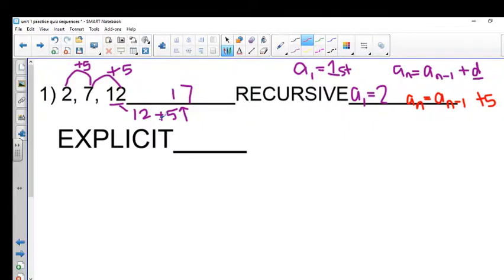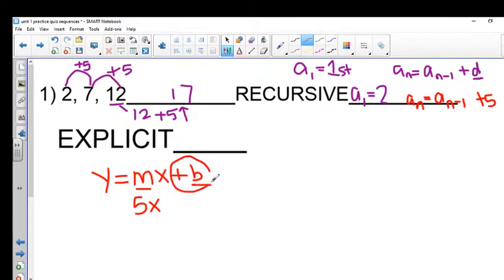So now for the explicit formula, we got to basically use Y equals MX plus B. So we're going to plug in for our M and our B. So remember, our M is the same as our D over here. So that's going to be 5. That basically tells me how many times do I go up by. So we go up by 5. X is going to stay. And B. Remember, B stands for our before term. So before there was 2, I got to figure out what this term is in front of it.